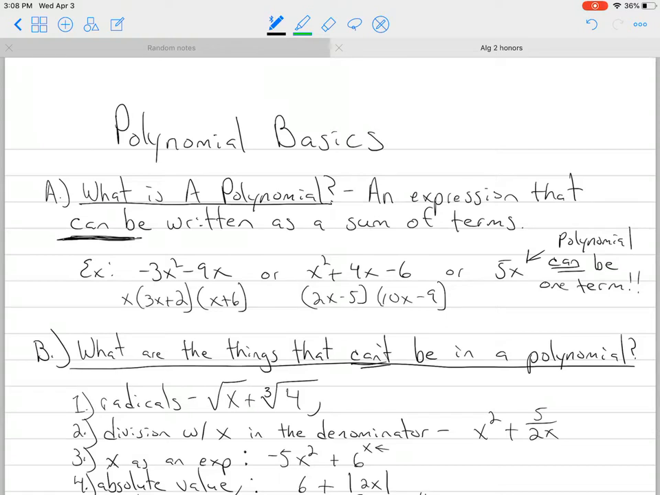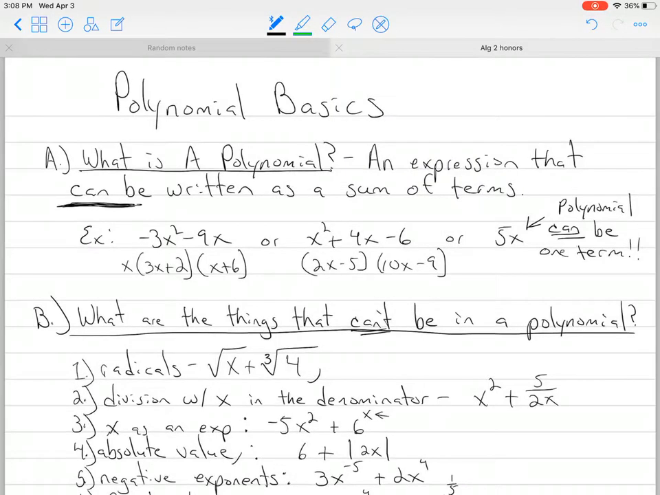All right, we are here with some polynomial basics. You are going to get all of this information in your notebooks. You're going to need it for the next couple days in class, and you're going to be able to refer to it. So make sure you get it down.